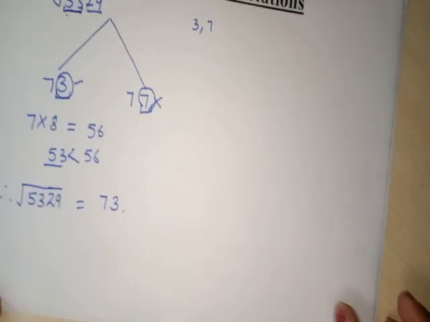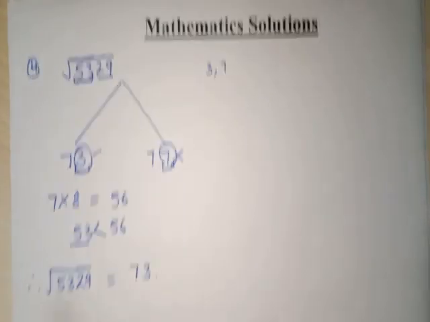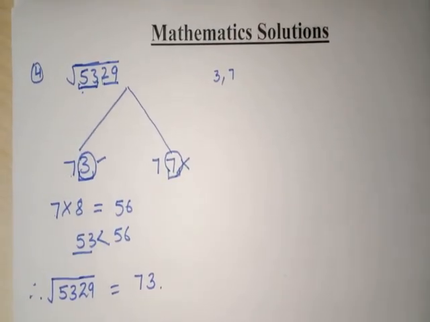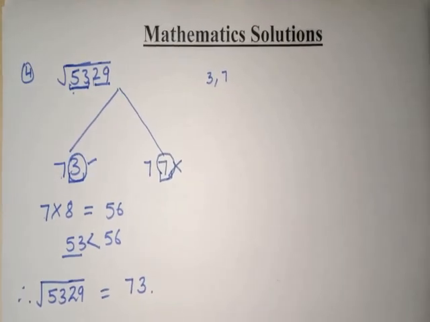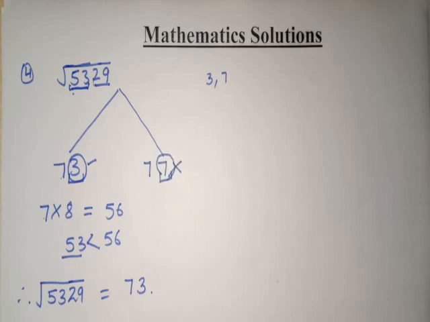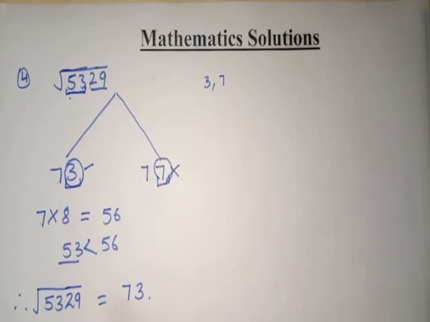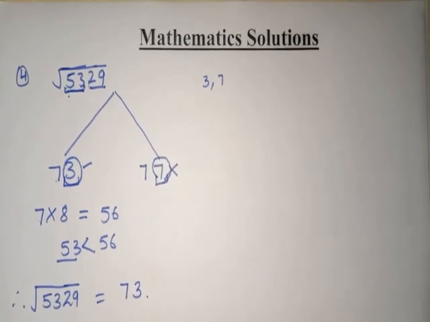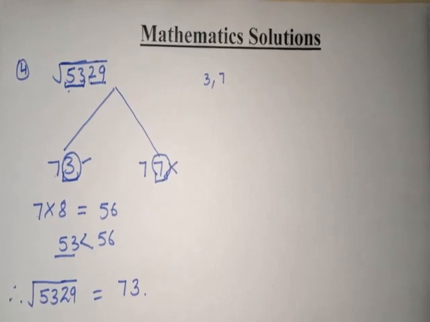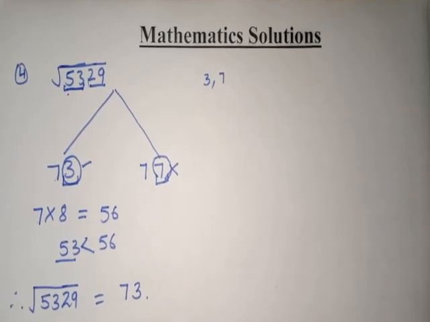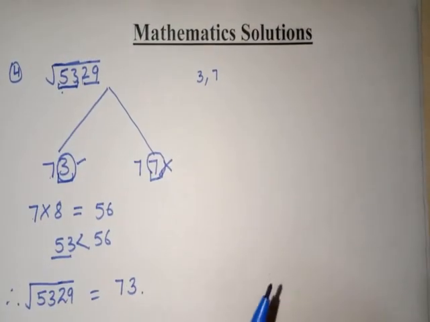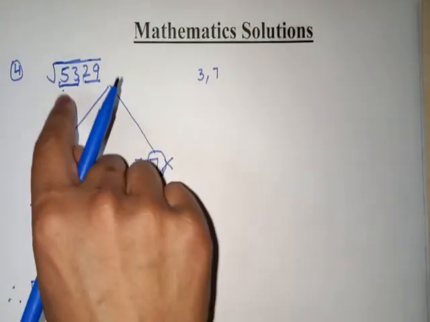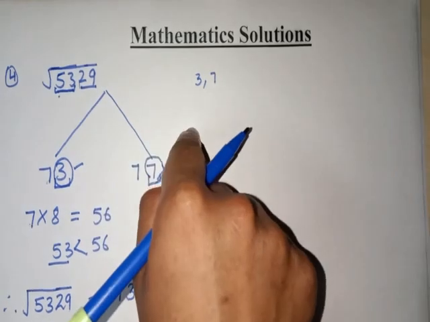So I hope you have understood this method. You can find the square root of any 5-digit, 6-digit, 7-digit number with this short trick method. But there is one exception, that the number must be a perfect square number. If you apply this short trick method to a non-perfect square number, then this short trick method will not work.